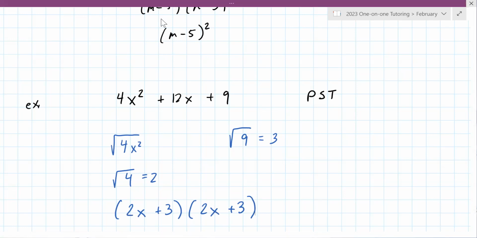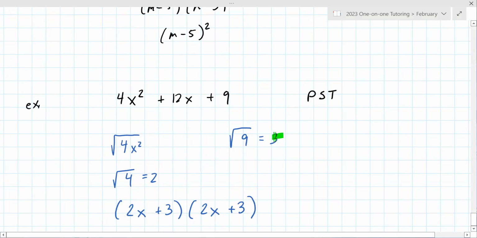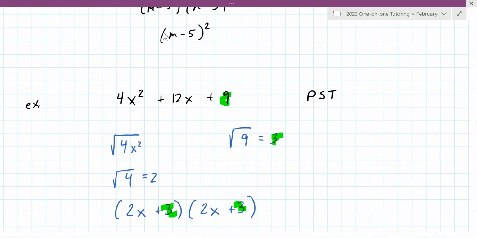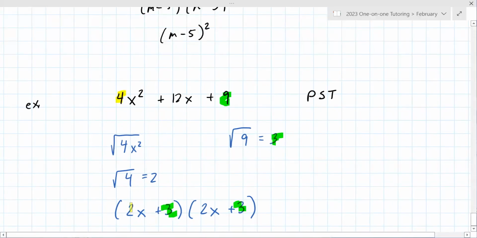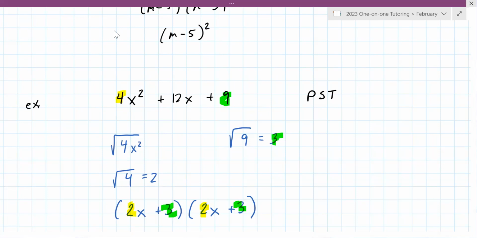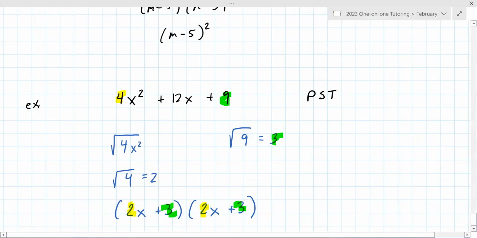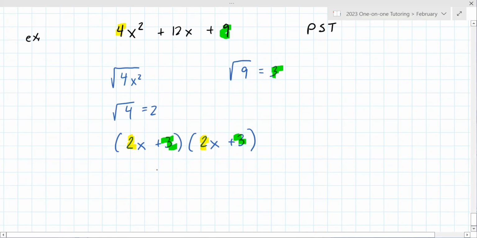So the 2, well, let's talk about the 3. The 3 comes from the same place it's always come from, that last number there. Now, instead of x and x, we write 2x, and that comes from this 4 in front. So you have to just do a little bit more work this time. You have to actually find the square root of the first and the square root of the last. And again, you could write your answer as 2x plus 3 squared.